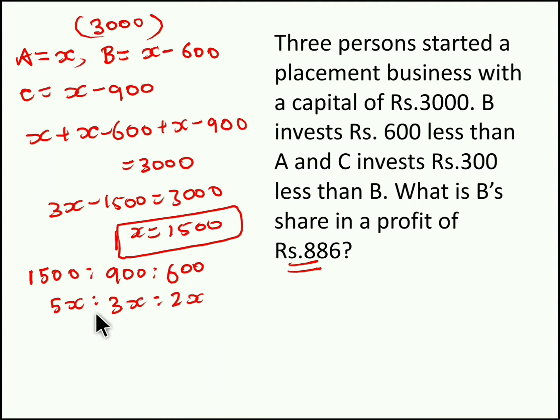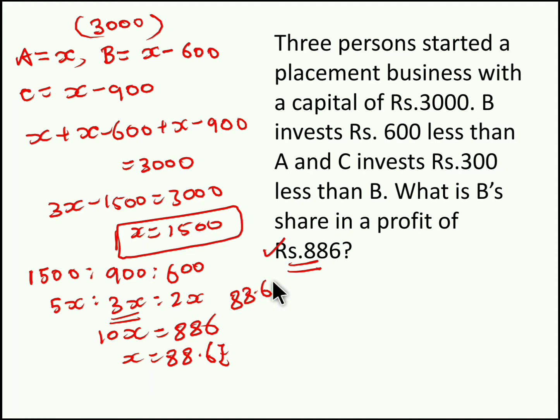So totally they invested how many parts? 5 plus 3, 8, 8 plus 2, 10 parts. For these 10 parts they received the profit of 886. So one part should receive how many rupees? 88.6 rupees. So if one part received 88.6 rupees, we have to find the share of B. So B invested how many parts? 3 parts. So 3 into 88.6 gives 265.80 rupees. So 265.80 rupees is the total profit to be received by B out of 886 rupees. See, a simple concept is based on the investment, you have to divide the profit among the partners.